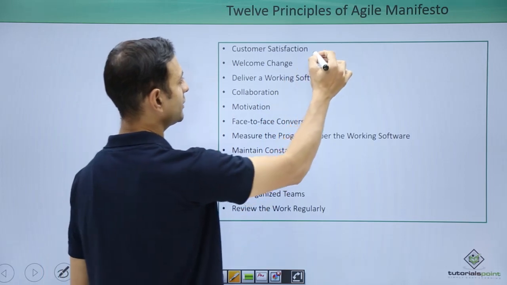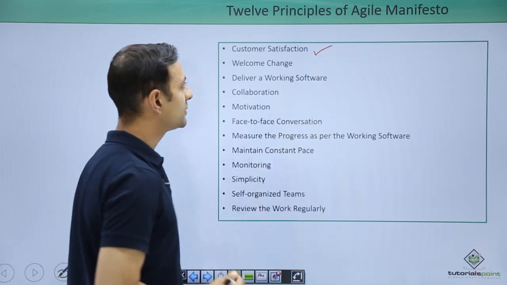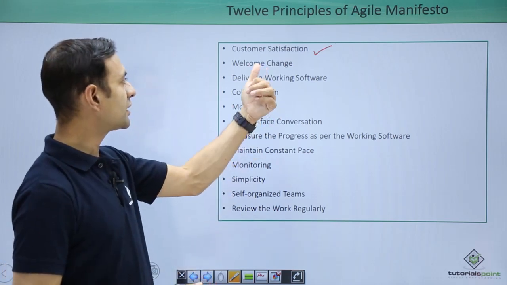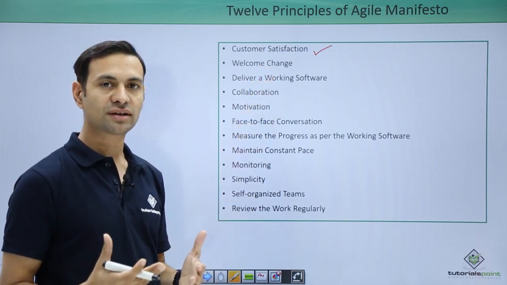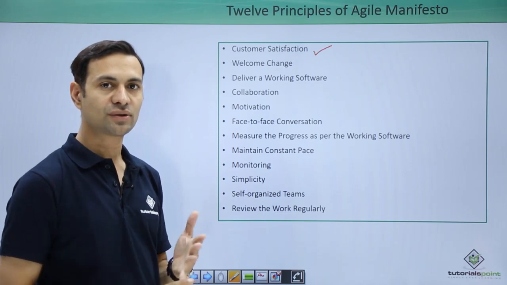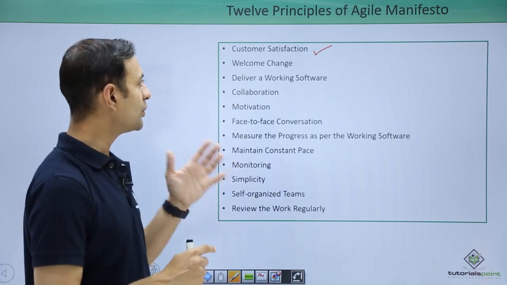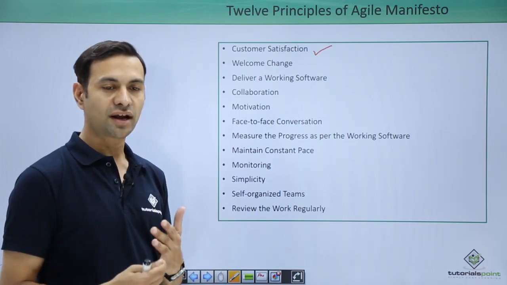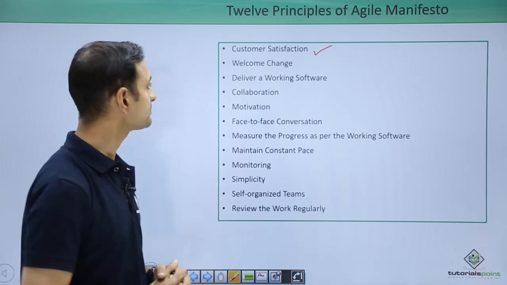First one is customer satisfaction. The customer is the goal. The customer says we should implement it properly. So the thing is customer satisfaction. We should deliver a product to the customer so that he gets satisfied and says, okay, this product suits me. It should not be the case that we develop a product over a period of time and it's rendered unusable to the customer.